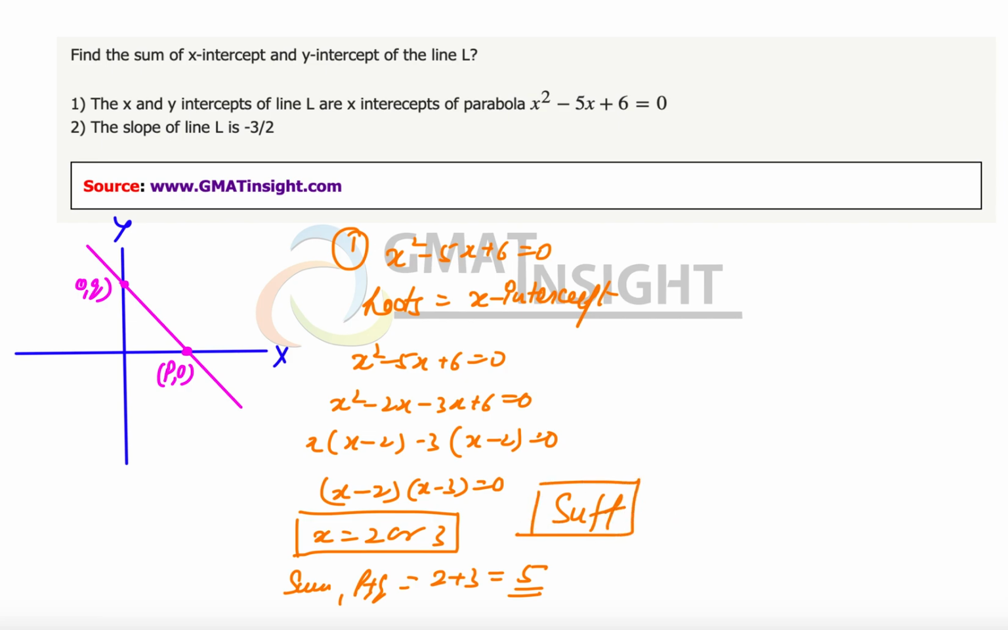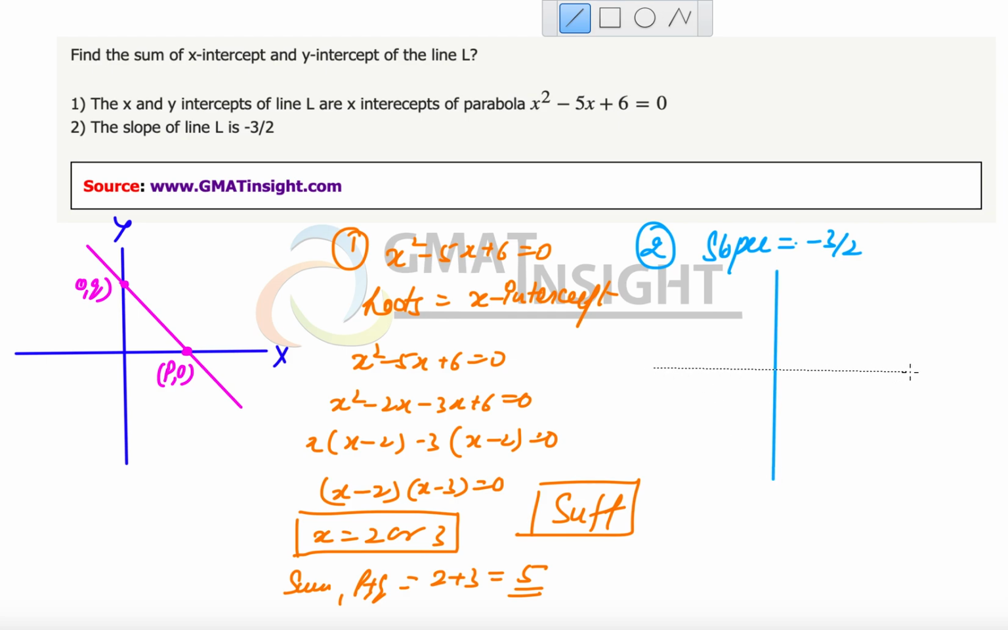On the other hand, the second statement says that the slope of line L is negative 3 over 2. Now the slope is negative 3 over 2, so we will quickly try to draw the figure of a line with the negative slope. Negative 3 over 2 means that if y coordinate is 3, the x coordinate is 2, and the negative slope means it's going in the downward direction when drawn from left to right.